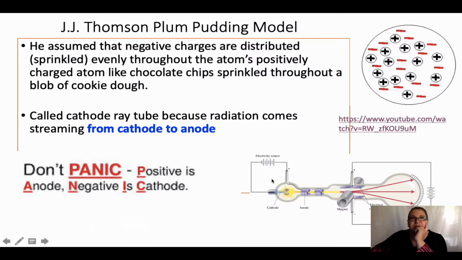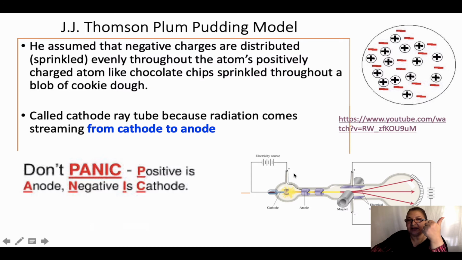All right, so let's go back to Thomson. So the experiment, there are three things you need to know. The experiment he conducted was called the cathode ray experiment, and he used the cathode ray tube. And another thing you need to know is the radiation or the beam streamed from the cathode to the anode, which is going from negative to positively charged.